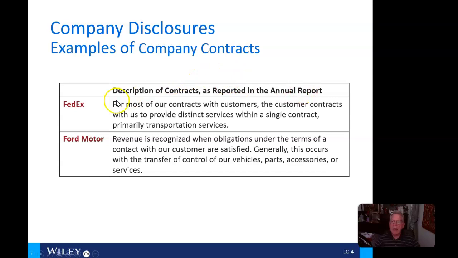Here, FedEx, for most of our contracts, the customer contracts with us to provide distinct services within a single contract, primarily transportation. Ford, revenue is recognized when, under the terms of the contract with the customer, the performance obligation is satisfied. So this occurs when the transfer of control of our vehicles, parts, accessories, or services has occurred. Normally, that's not to the end customer, that's to Ford Motor Company's dealer.